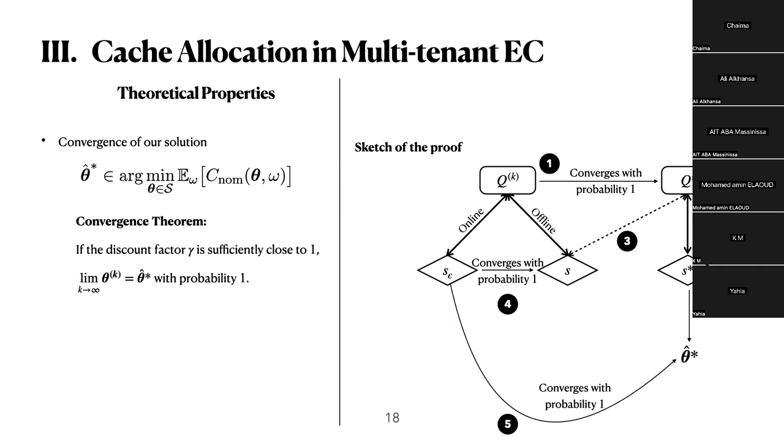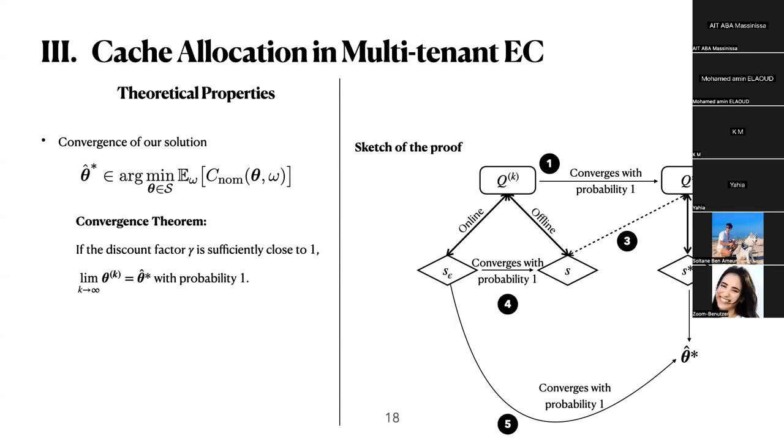Due to time constraints, I will just present a sketch of the proof of this theorem. We start by defining the Q table of our algorithm, Q_k, and the optimal Q table. The first step is to prove that the Q table produced by our algorithm converges with probability one to the optimal Q table. Then, the sequence induced by the optimal Q table, we show that this optimal sequence converges to the discretely optimal state.